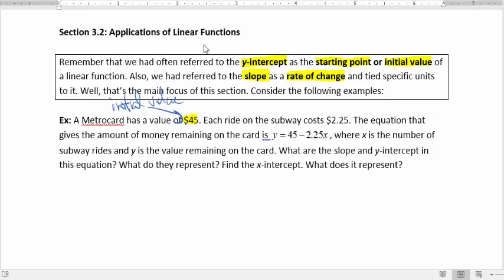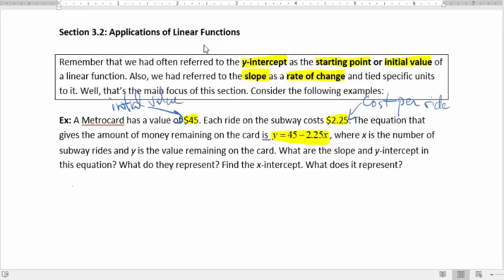Right there we identified the $45 as the initial value. We can also represent the 2.25 as the cost per ride. Since that's the cost per ride, it should make sense that the equation y equals 45 minus 2.25x models this situation. 45 is the initial value, the b, the y-intercept, and the 2.25 is really negative 2.25. Why is it negative? Because y is the amount remaining on the card, so each time the card is used, the value goes down by $2.25. What I just said are the meanings of the slope and the y-intercept.